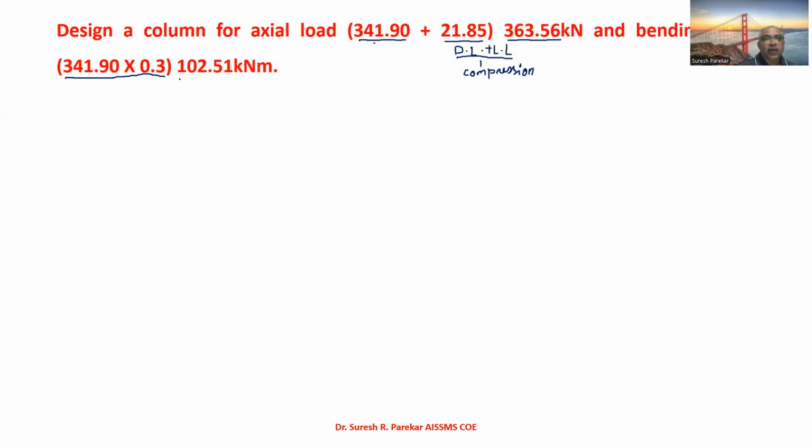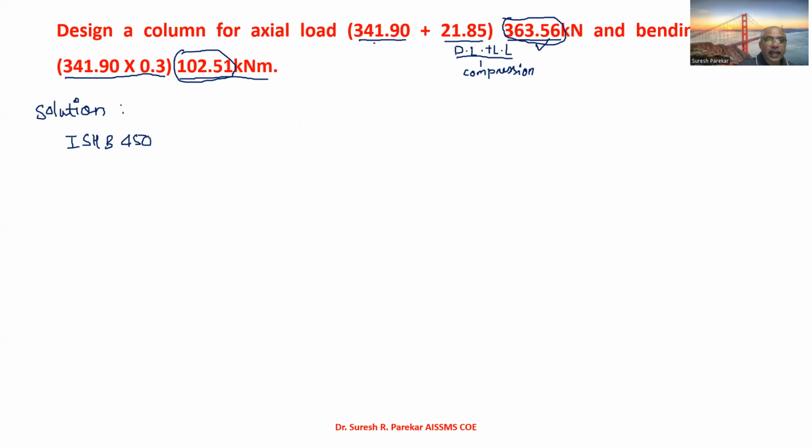eccentric connection of gantry girder, 102.51 kilonewton meter. So we have to design it for this axial load 363.56, and for bending moment 102.51 kilonewton meter. So now we will start with this. The moment is the larger one, so I will go for a higher section, that is ISHB 450.